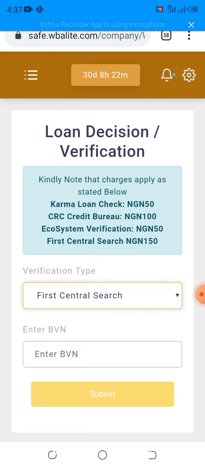A lot of people lost capital, and that is what we are trying to help you avoid, by providing you with the tools to pull out data from different databases in Nigeria today. And we have an exciting tool.